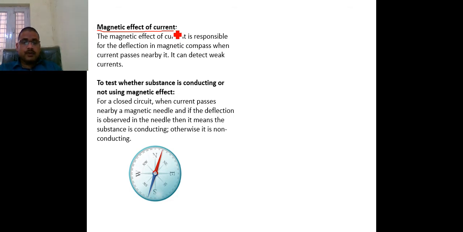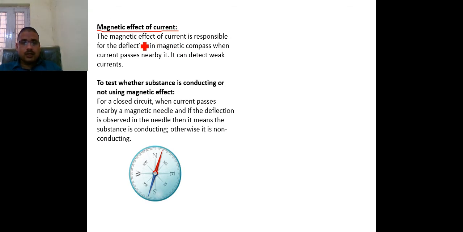The magnetic effect of the current means that whenever the current flows along a path, it creates a kind of field. Because of the movement of the electrons, the field increases, and because of the increased motion of the electrons in the given circuit, they create the magnetic effect.